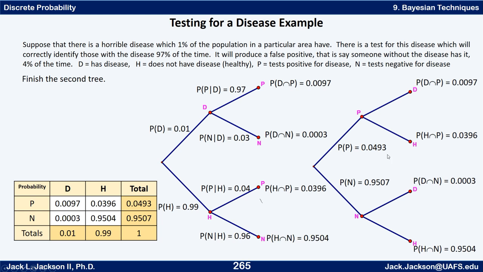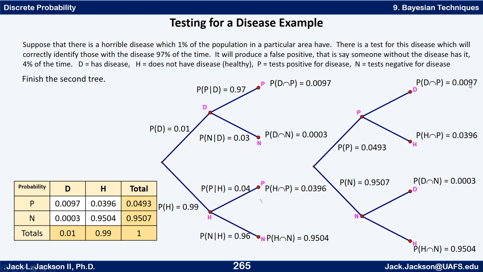Now, finish the second tree. What's missing in the second tree are all these conditional probabilities. How do we do that? Well, remember, let's look at the first tree. We multiply the 0.01 times the 0.97 to get the 0.0097. So we would multiply the 0.0493, the probability of a positive here, times this missing number, the probability of D given P, to get the one at the end, 0.0097.